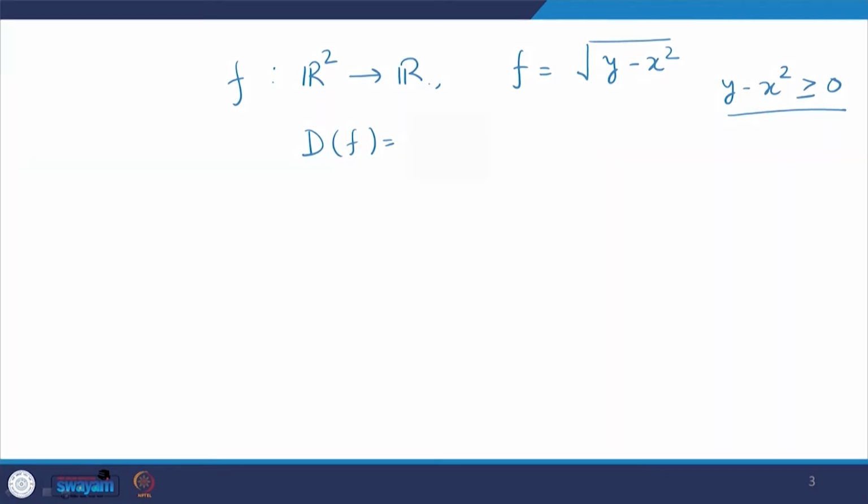So, we can say that the domain of this f will be all (x, y) such that y minus x square is greater than or equal to 0. The collection of all those (x, y) where y is bigger than or equal to x square will constitute the domain of this function f. Now, the range of this function f: whatever (x, y) you choose here, it will map in this way, and a square root can never be negative. This may be 0 when x and y both are 0, or y equal to x square. So, we can say that the range of this function will again be the closed interval 0 to infinity. In this way we can define domain and range of several variable functions.